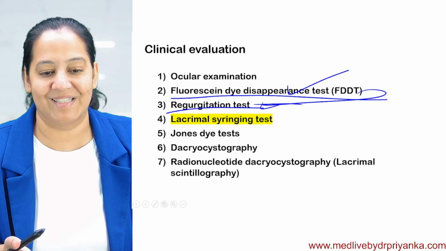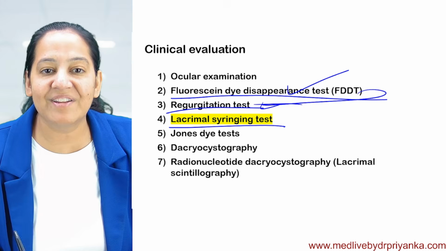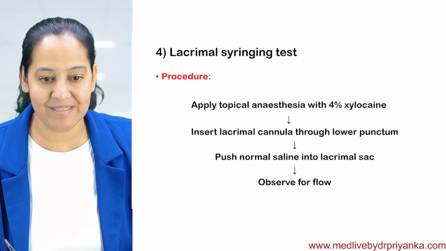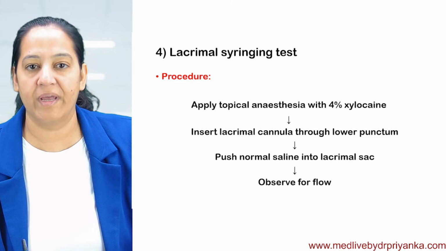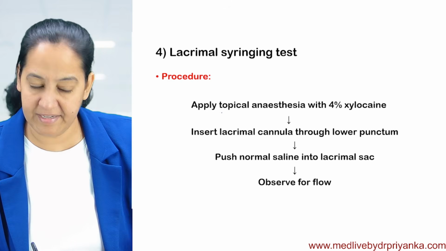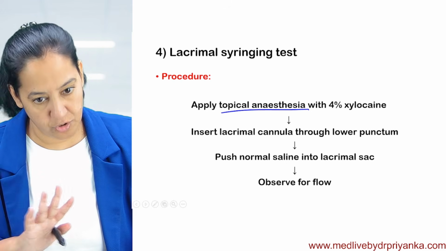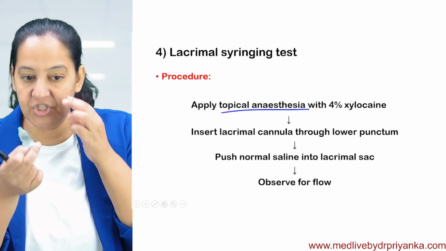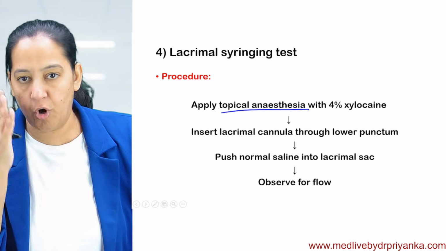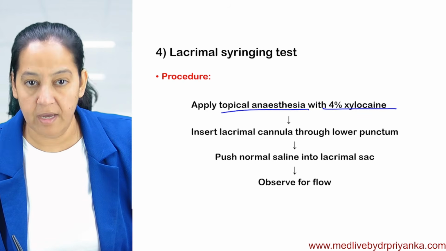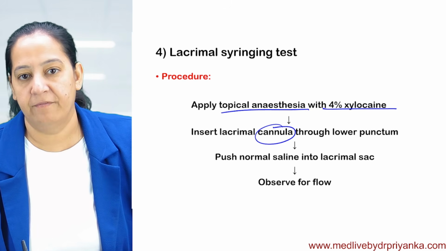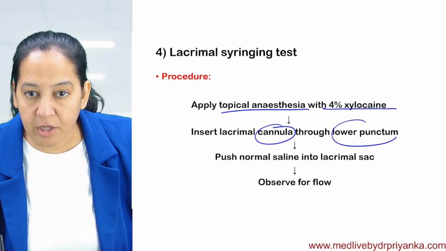Now coming to the next test, the fourth test, the lacrimal syringing test. Very important. It is done in topical anesthesia. First, put a few drops. Suppose this is anesthesia, I am putting anesthesia. For topical anesthesia, we use 4% xylocaine. Now we will take a cannula and insert it in the lower punctum.